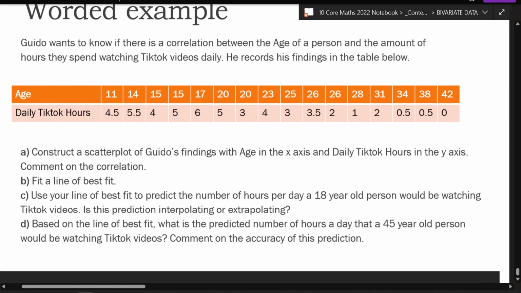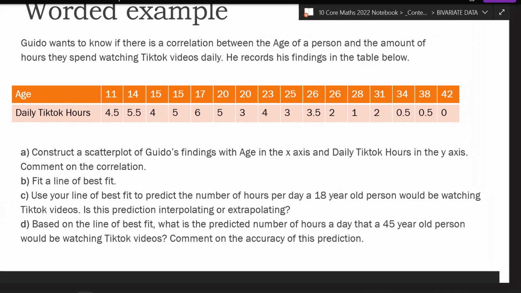Okay, here we go. Guido wants to know if there's a correlation between someone's age and the amount of hours they spend watching TikTok videos, and he records his findings below. Question A. We need to construct a scatter plot for his findings with age on the X and TikTok hours on the Y. Comment on the correlation. So remember, when we're talking about correlation, we're talking about the strength and the direction.